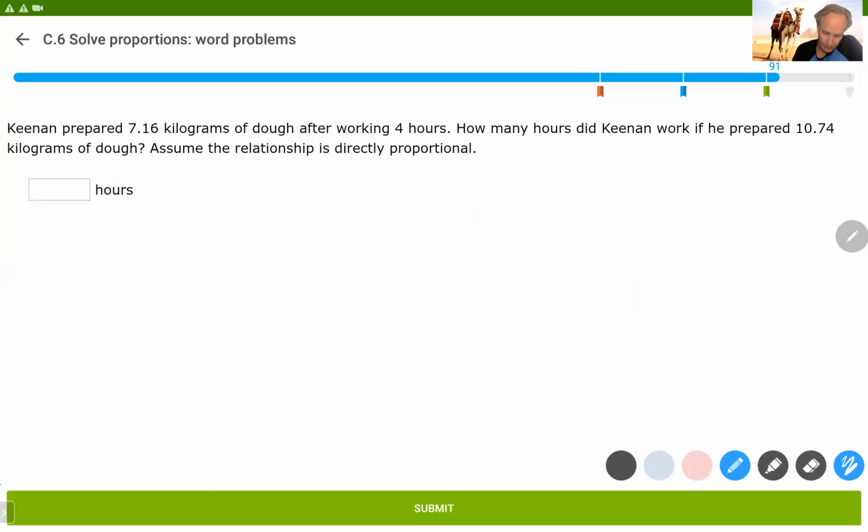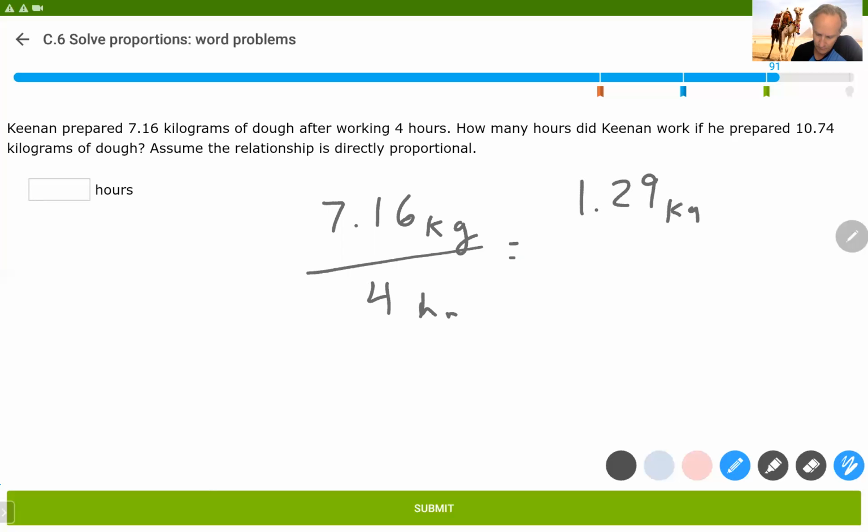Okay, 7.16 kilograms. Looks like we're going to deal with some decimals here. Per 4 hours. Let's go ahead and reduce that. Divide that by 4, and it goes in 1.29 times. Just doing a quick division here.